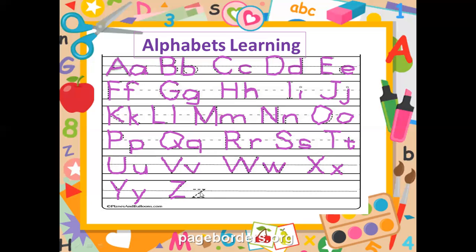Now for the lowercase z, what will you use? You will use the two lines of your notebook, the middle and the bottom. Draw a sleeping line at the middle, and then from the middle to the bottom, a slanting line, and then at the bottom, a sleeping line.